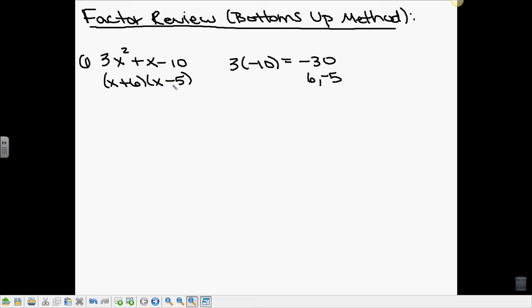So with this, obviously we're not done. If you were to FOIL this and go backwards, x times x gives you x squared, not 3x squared. So when you do bottoms up, you have to divide by that coefficient in front of the x squared. So you have to divide by 3. When you do that, if it reduces, you need to reduce it. What does 6 over 3 reduce to? 2, right? Does 5 over 3 reduce? No. So bottoms up, bottoms up: x plus 2, 3x minus 5. And that's it. Super easy, kind of fun, right?